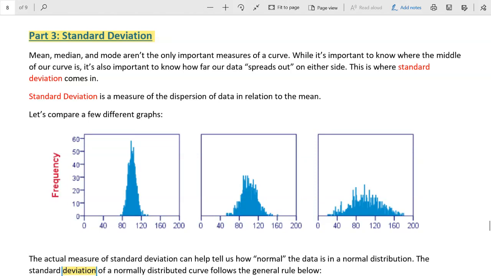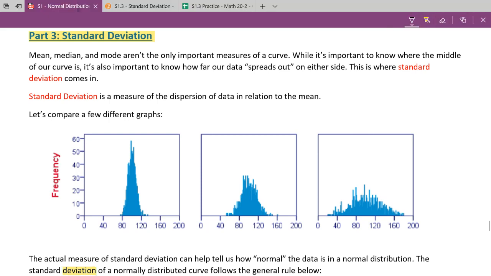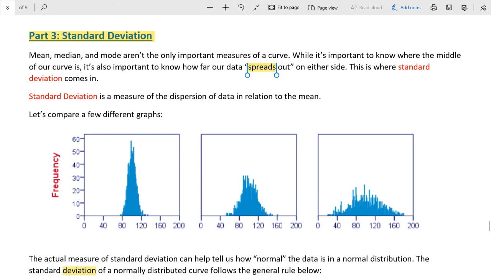Our statistics lesson 3 is going to be focusing on the idea of standard deviation. So mean, median, and mode, while they're super important to talk about the middle of a curve, especially one that's normally distributed, it's important to not only know where the middle is, but also how spread out our data is from that middle, right? Is everything gathered really close to the middle? Is it spread out super wide? That's going to tell us a lot about our curve shape as well.